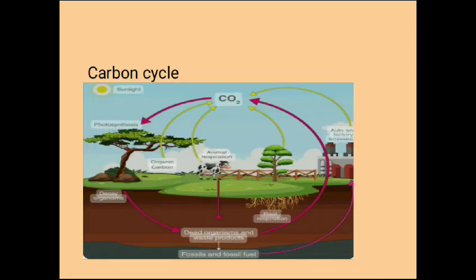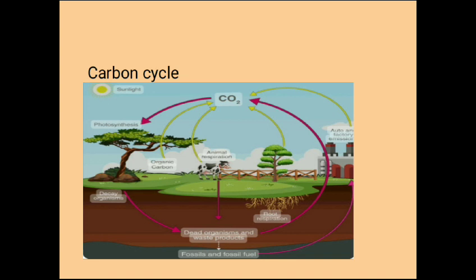Next one is the carbon cycle. In this, all green plants use CO2 and sunlight for photosynthesis. Carbon is stored in the plant. The green plants, when they die, are buried in the soil. That gets converted into fossil fuels made from carbon. These fossil fuels, when burnt, release CO2 into the atmosphere.